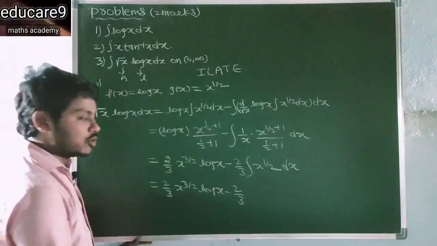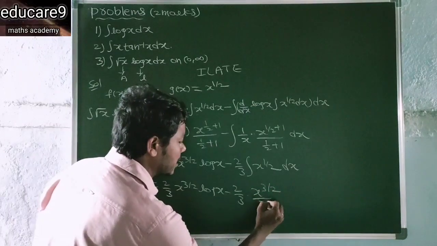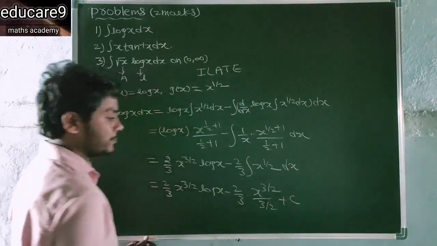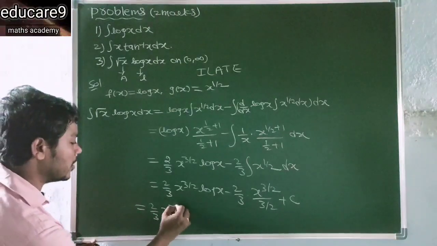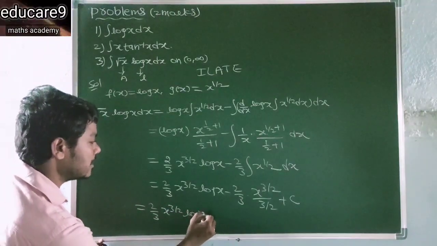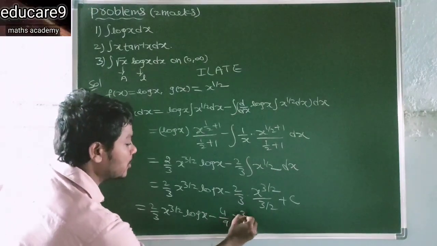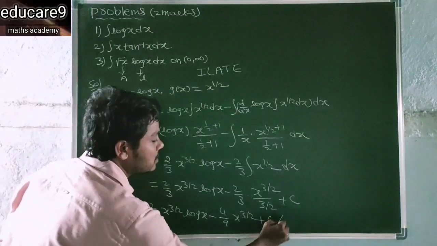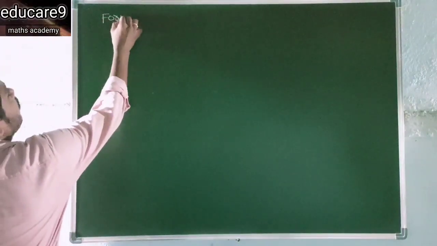Again integration of x to the power of 1 by 2, that is x to the power of 3 by 2 divided by 3 by 2, plus c. So this is what? 2 by 3 x to the power of 3 by 2 log x minus 4 by 9 x to the power of 3 by 2 plus c. So this is the required answer. Next one, formula.